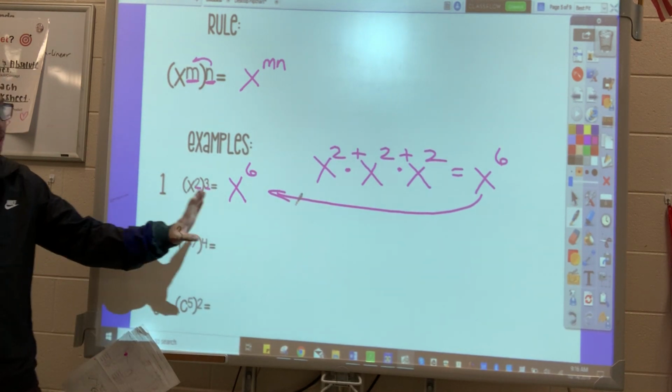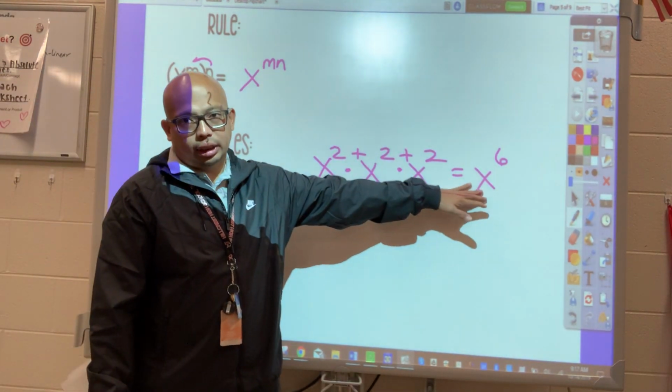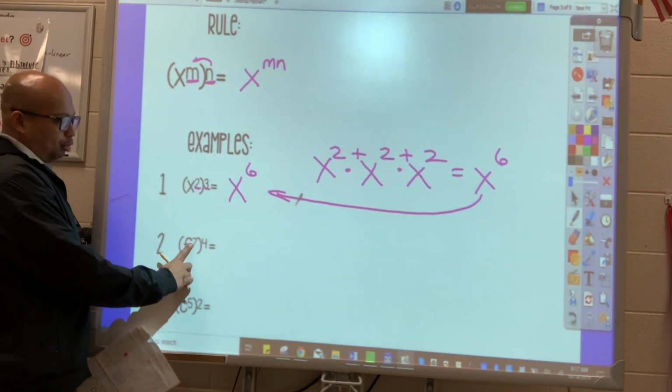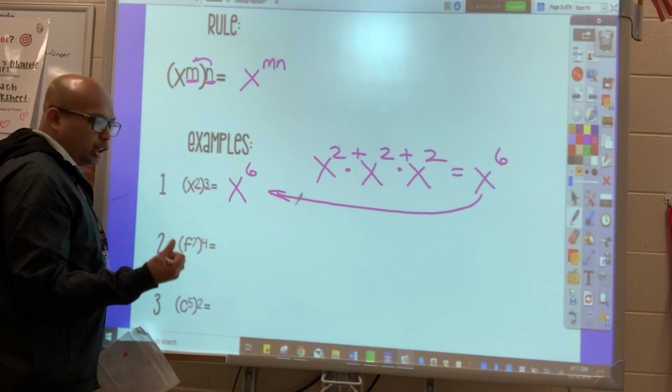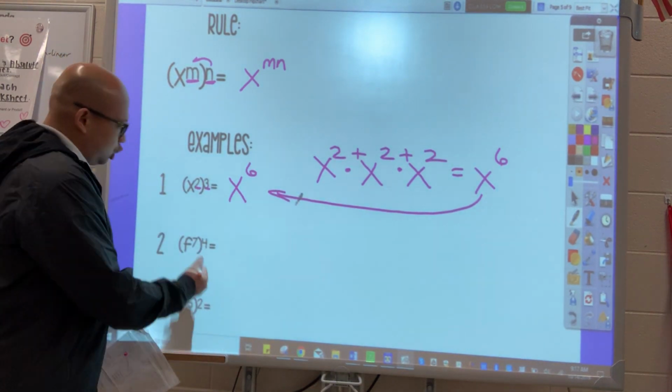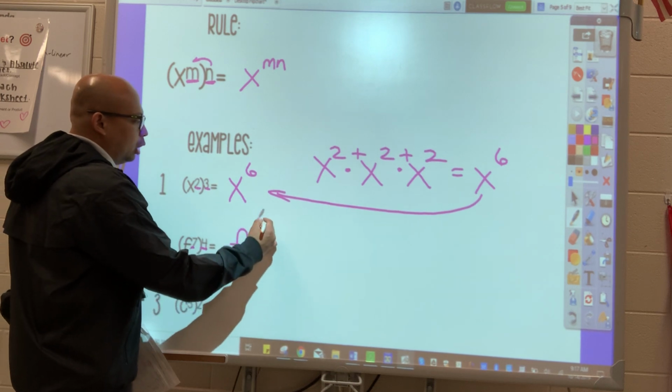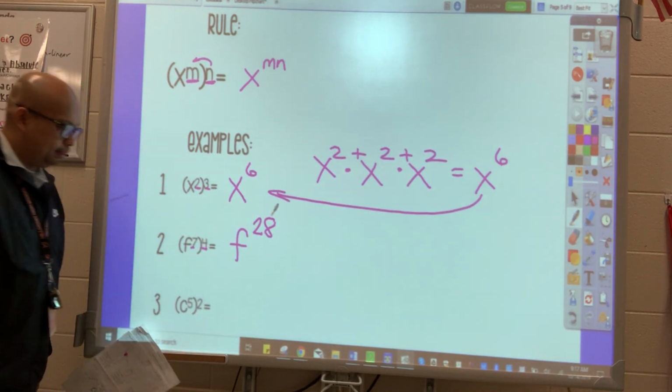F to the 7 listed 4 times. But obviously, we're not going to list them down all the time. We're going to use the rule here by multiplying the exponent. F to the 7 to the 4th power, so you need to have 4 F to the 7. So you multiply 7 and 4. That gives you F to the 28.